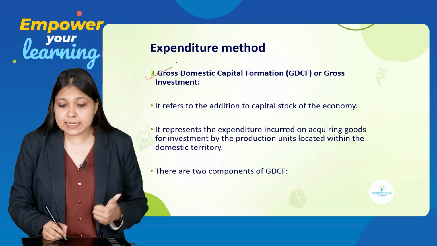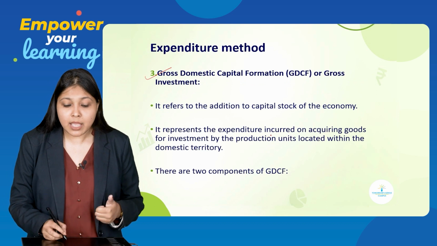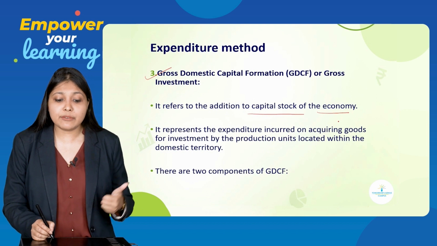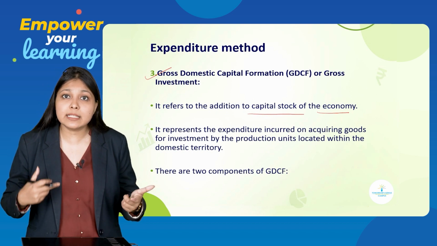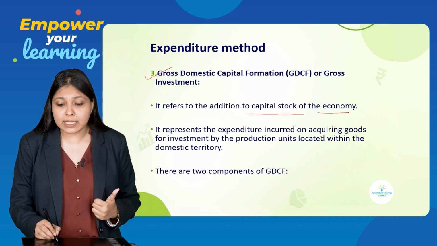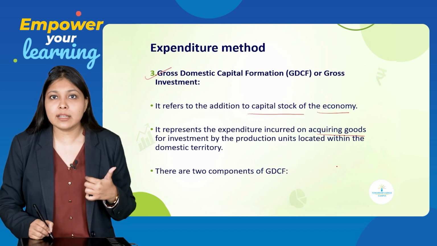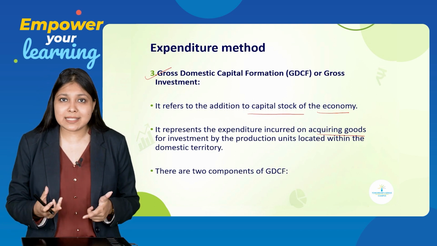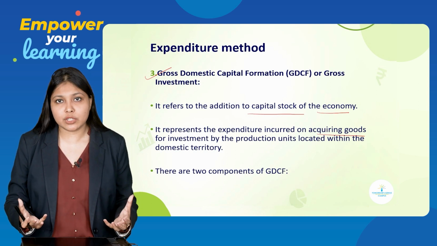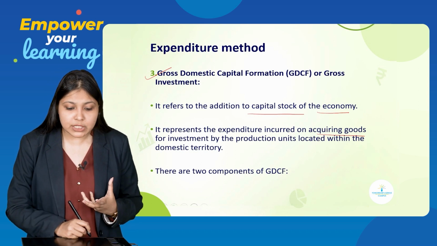Third is GDCF, that is Gross Domestic Capital Formation, which is also known as gross investment. It refers to the addition to the capital stock of the economy. It represents the expenditure incurred on acquiring goods for investment by the production units located within the domestic territory. So, all the expenses done on acquiring goods or investment in production units located in the domestic territory. So, there are two components of GDCF.